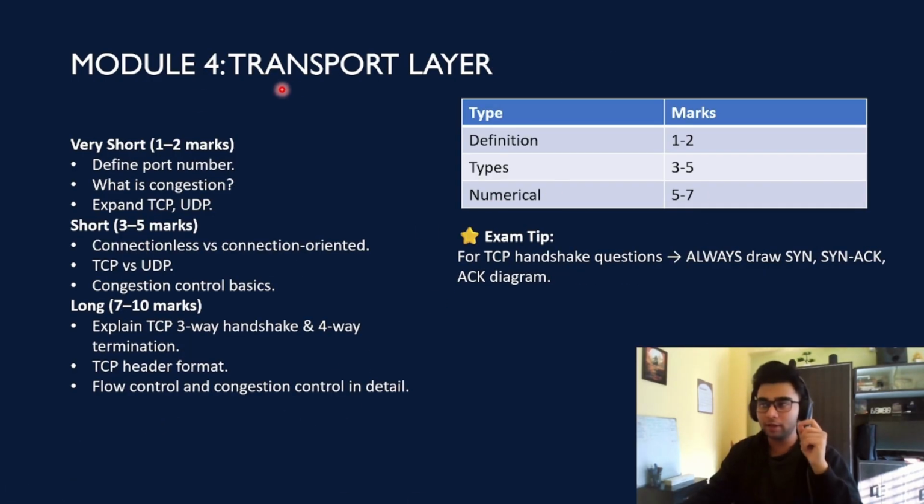Okay, so for module 4, we have the transport layer. In this layer, the most important question is the difference between TCP and UDP. It would come as a short 3 to 5 marks question, the difference between TCP and UDP protocol, or another very important question that comes is the three-way handshake. Always draw the diagram properly. And then we have flow and congestion control, which comes to around 7 to 10 marks. Then that's it from this module.